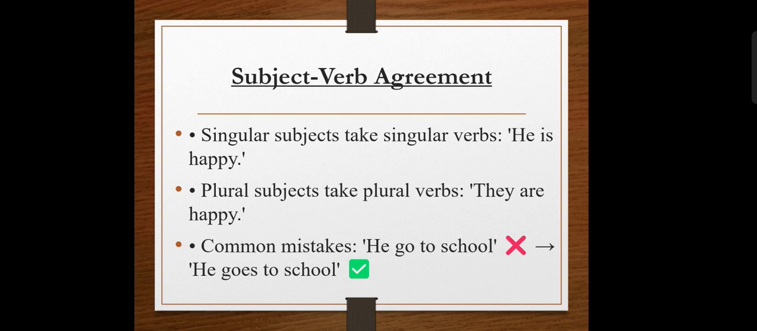So, he is happy. When we are saying they, it means there is more than one person, so it is plural. When we are using plural subjects, we must use plural verbs, which is are. They are happy. Not he go to school, but he goes to school, because go is plural, goes is singular.